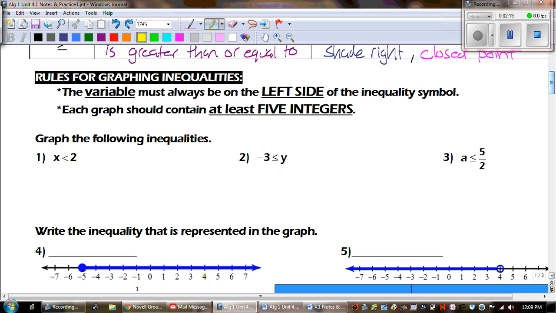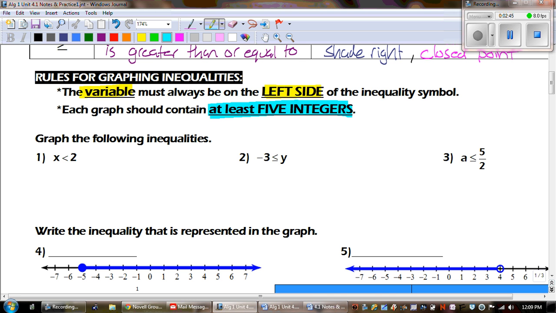Okay, so rules for graphing. First one, the variable must always be on the left side of the inequality. Always, always, always. And another thing, each graph should contain at least 5 integers. But 5 integers, what the heck is Mr. Grice talking about? Just hold on, we'll go through all of that.